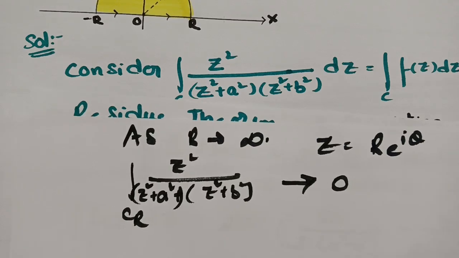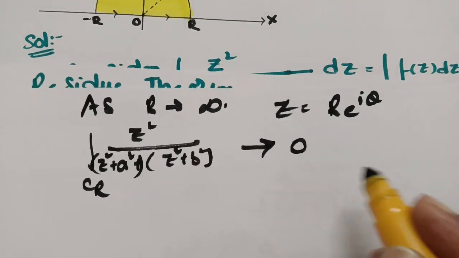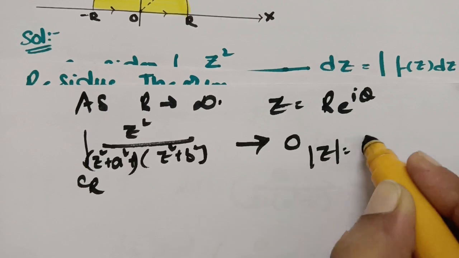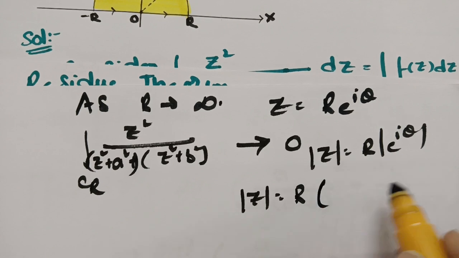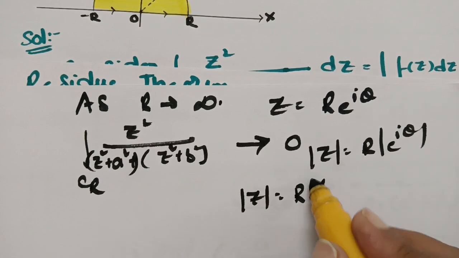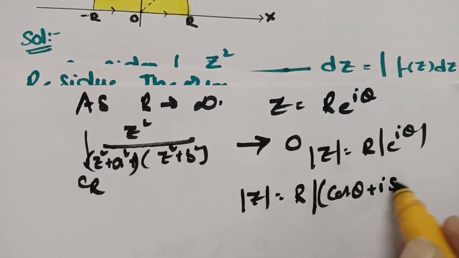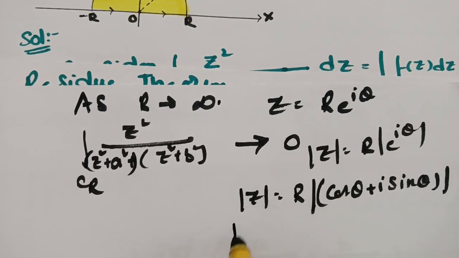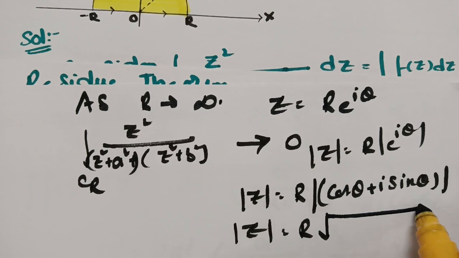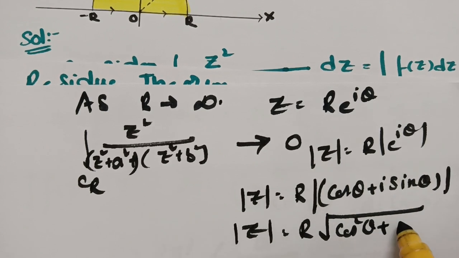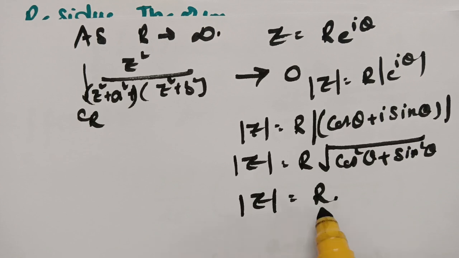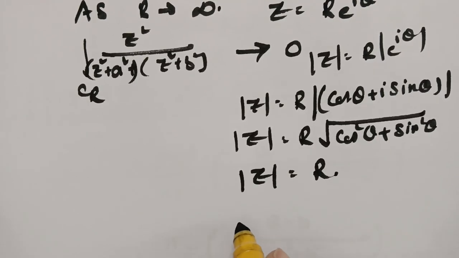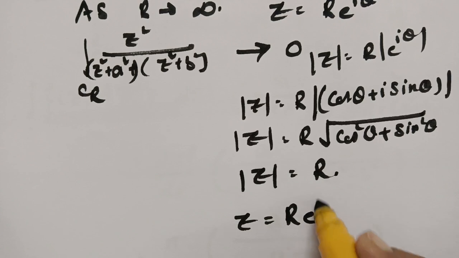If you put z equal to r e^(iθ), I'll give it for clarity. Mod z is equal to r times mod e^(iθ), which is cos θ plus i sin θ. As you know, mod z is r times root over cos²θ plus sin²θ. Clear? So mod z is equal to r, so in place of z, I am going to write r.